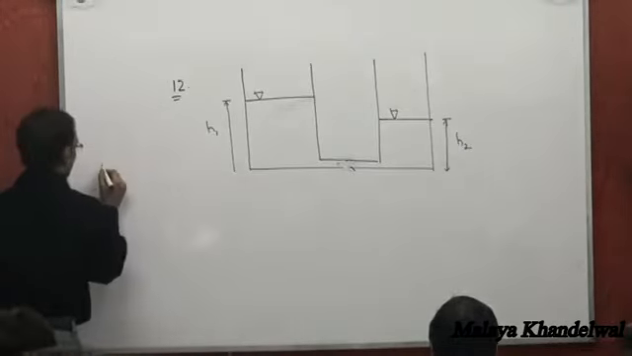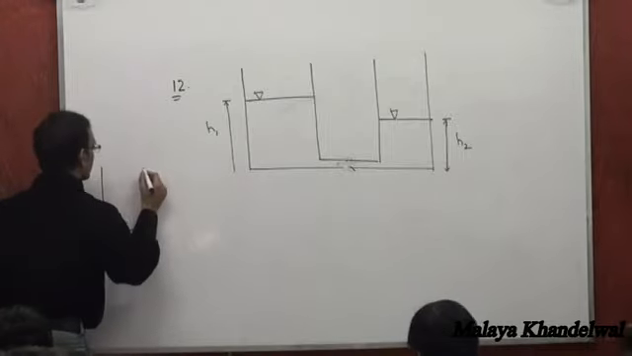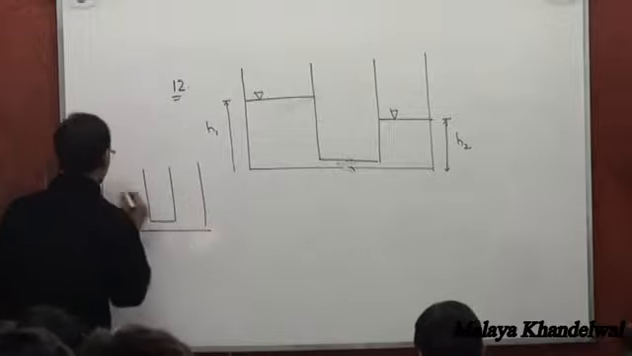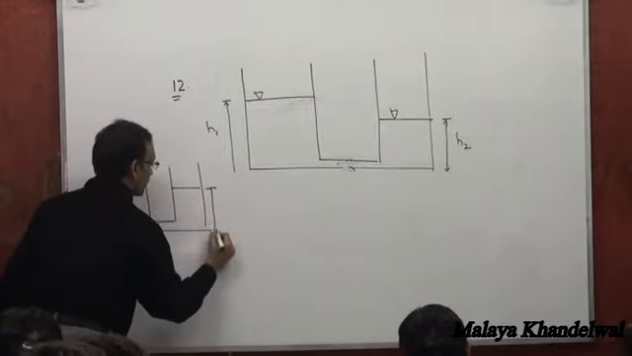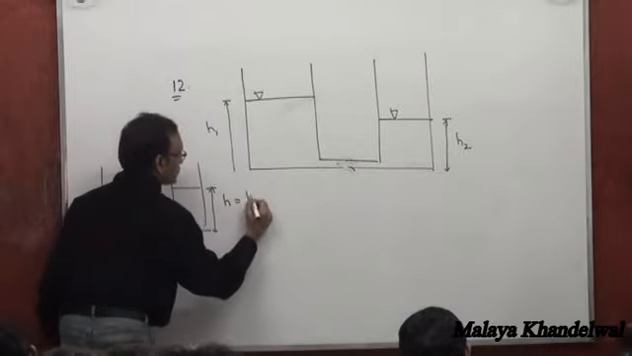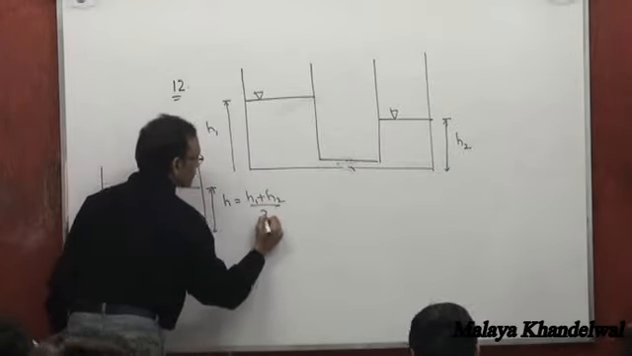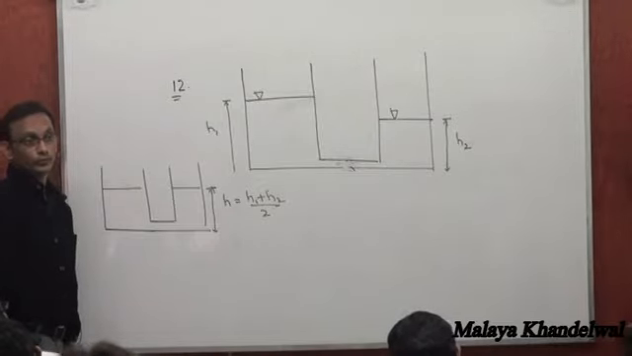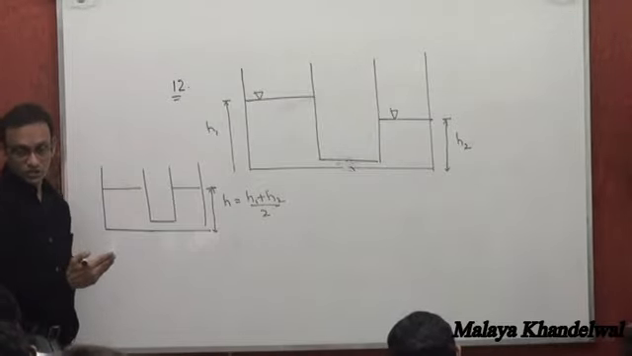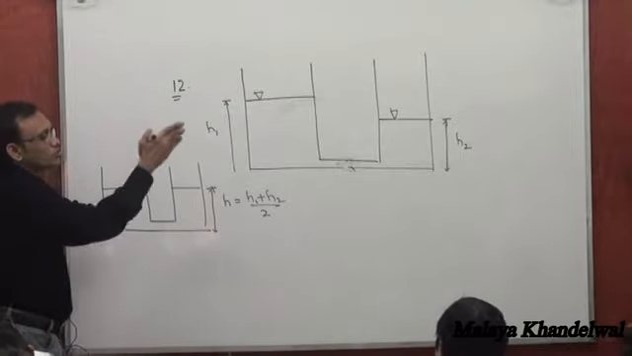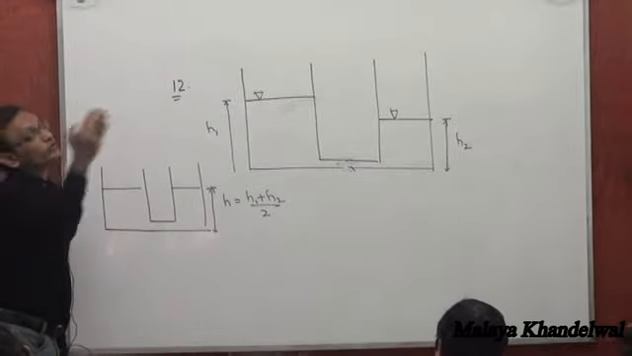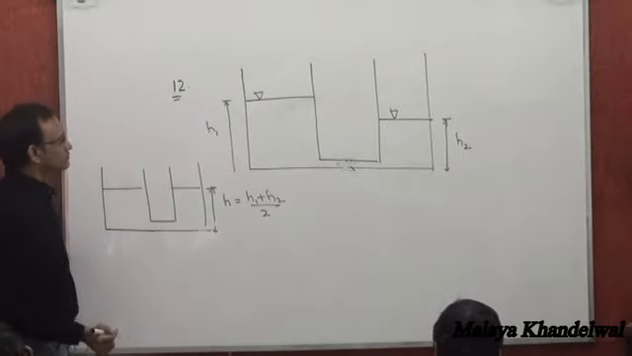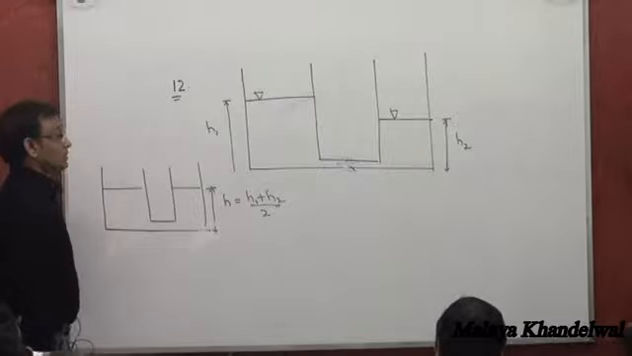And do you realize that they will arrive at a common height H, where H would be H1 plus H2 by 2? How about it? No? Because of equal areas of cross section. Essentially A1 H1 plus A2 H2 is going to be A1 into H plus A2 into H. And A1 and A2 are equal. So the common height is going to be H1 plus H2 by 2. Okay.